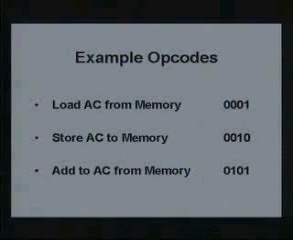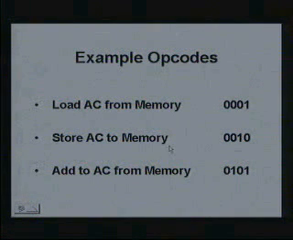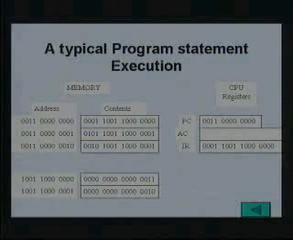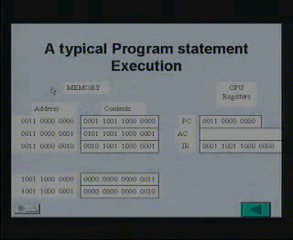The graphic shows the 3 basic instruction opcodes: load accumulator from memory, 0001; store accumulator to memory, 0010; and add to AC from memory, which we specify as 0101. Now let us look at how an instruction will be executed by the von Neumann architecture. In the example we have shown, you can see 2 components, the memory as well as the CPU registers.